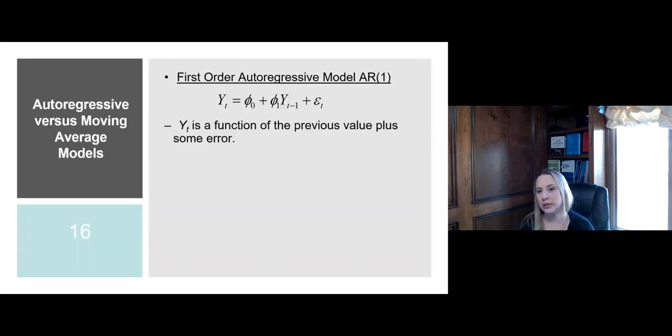So now let's talk about what this looks like. So here's a first order autoregressive model, AR1. And for this, we are setting y at t equal to a function of the prior observation, so y at t minus 1. y at t is a function of that previous value plus some error.